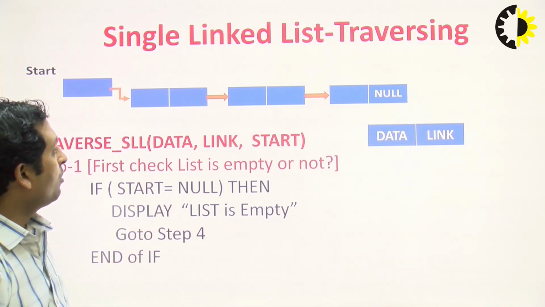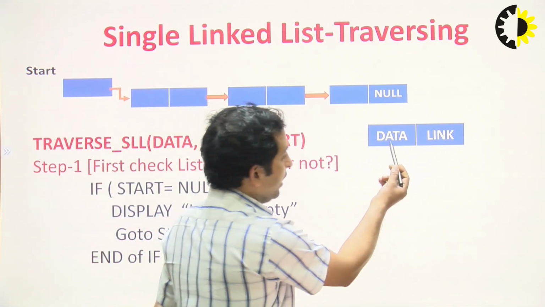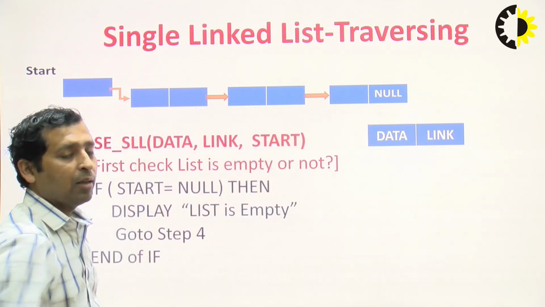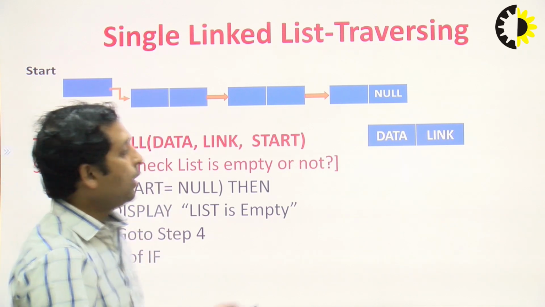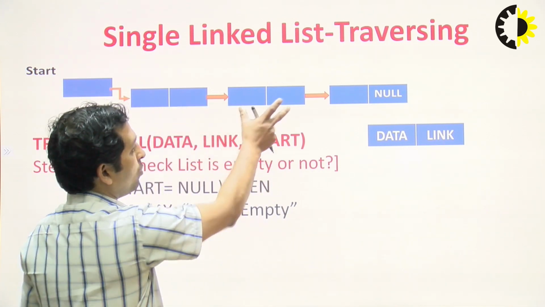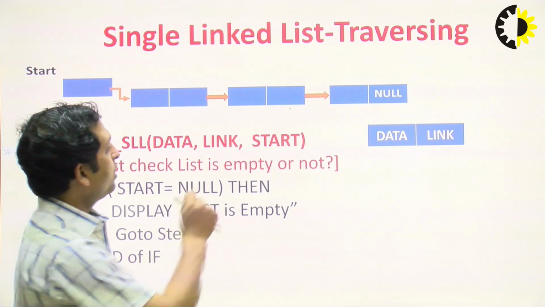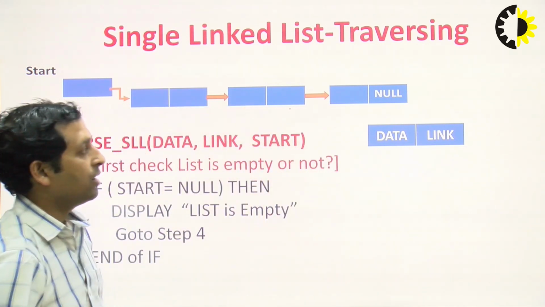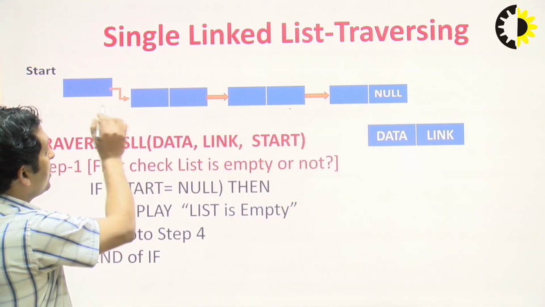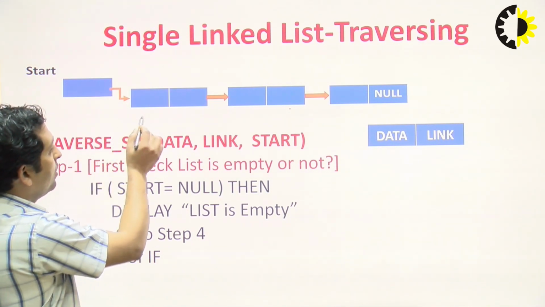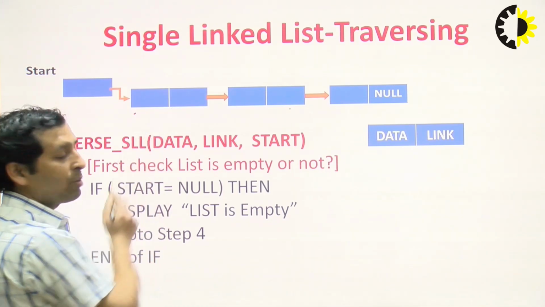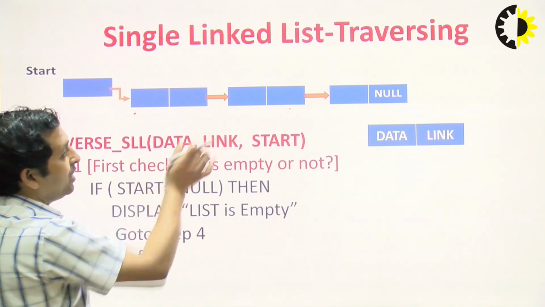In the linked list form, we keep the data part and the link part in a single node. In the data part, we keep the data, and in the link part, we keep the address of the next node. In this manner, we traverse one by one up to the last node. From where do we start? We start from the first node. These are dynamic memory allocations. By using dynamic memory allocation, we get the address of each and every node.